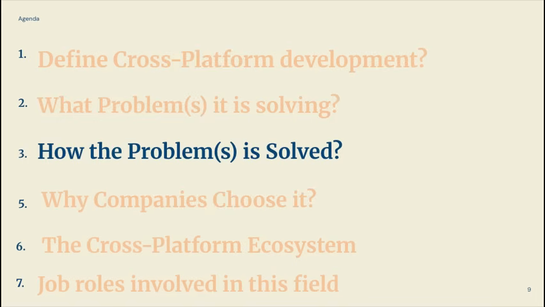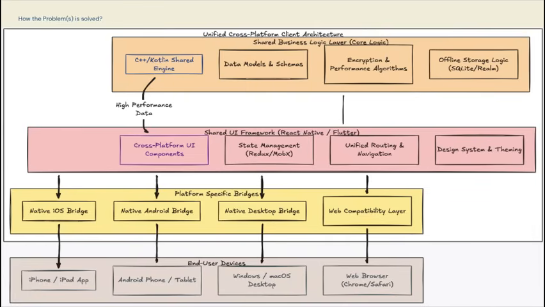And let's understand how cross-platform development proposes to solve these problems. At the top, you see a shared business logic layer, which is the core idea of cross-platform development. Instead of rewriting the same data models, encryption logic, performance-critical code, and offline storage logic separately for Android, iOS, desktop, and web, this logic is written once and shared across platforms.